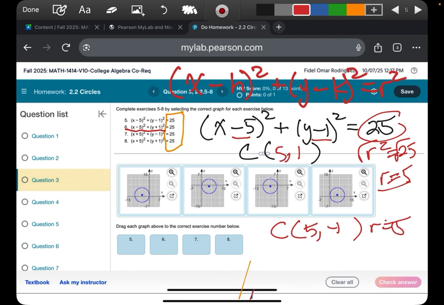Okay, so now let's take a look at the third one in our list. The third one on my list right here, y'all, is going to have a center of (−5, 1). Again, radius still being 5, right?